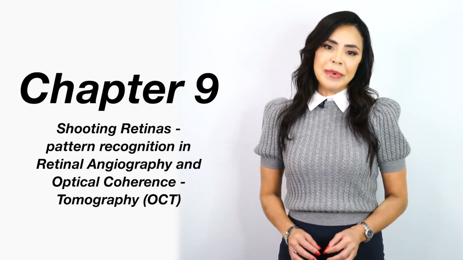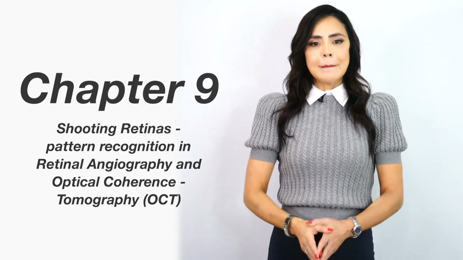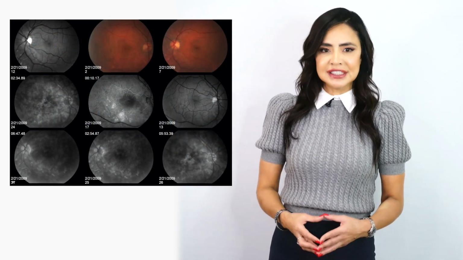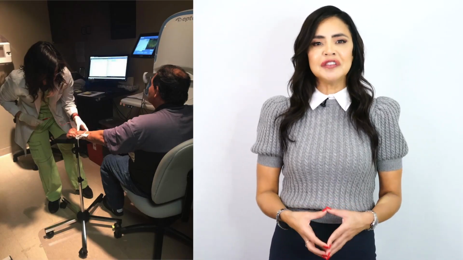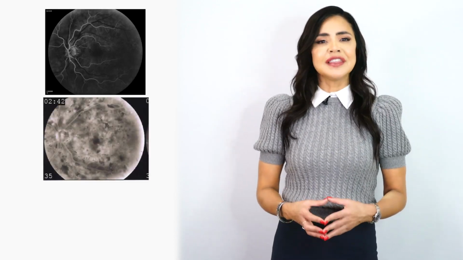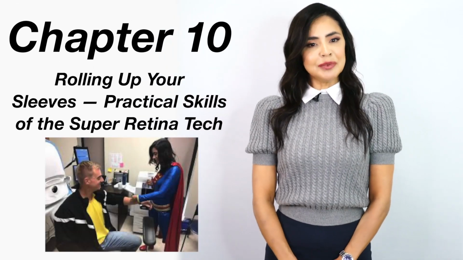Chapter 9, shooting retinas, pattern recognition in retinal angiography and optical coherence tomography. Pattern recognition skills are crucial to taking good photos of the retina. Chapter 9 includes an extensive gallery of many of the common patterns you will see as a tech. In addition, it also goes over how you can get the best shots to help facilitate proper diagnosis and treatment. Chapter 9 includes extensive diagrams of the early phase, the mid phase, the late phase, the shady red spot, and more.